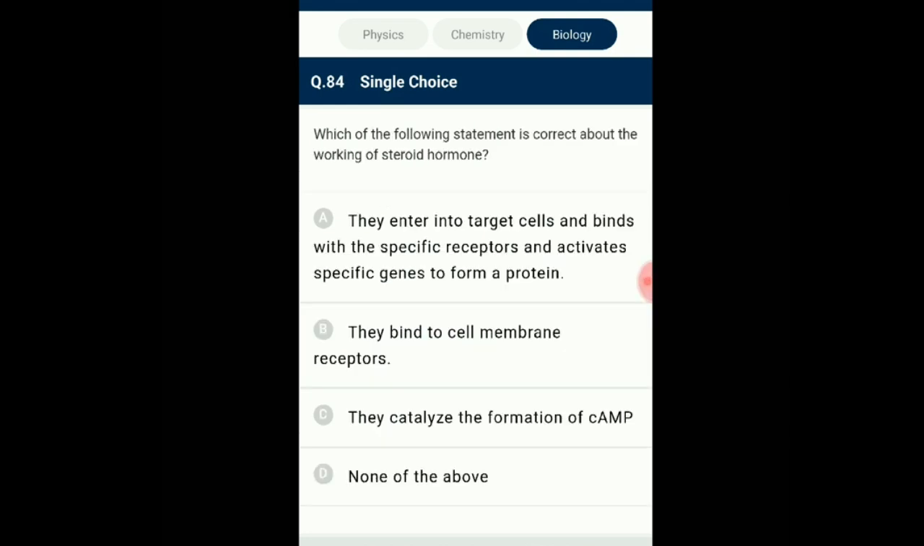Question number 84. Following statement is correct about the working of steroid hormone. Steroid hormones are lipid soluble, so easily pass through the plasma membrane. So the answer is option A. They enter into target cells, bind with the specific receptors and activate specific genes to form a protein.